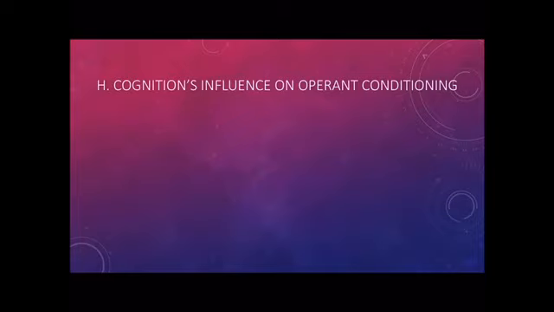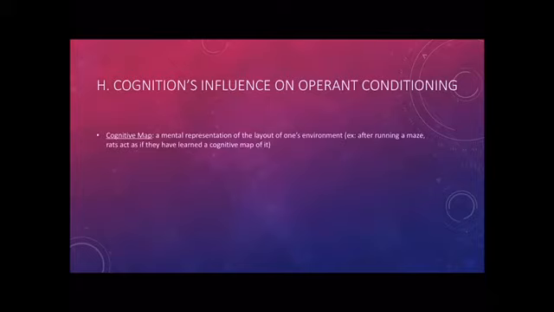Okay, last section here. So a cognitive map is really just a mental map. That's how you can think of it. Really just a mental map. So we usually use this in terms of like mouse studies or rat studies. So after running a maze, rats act as if they've learned a cognitive map of the maze.